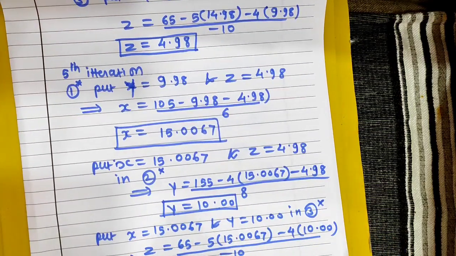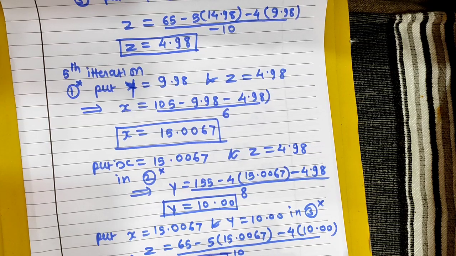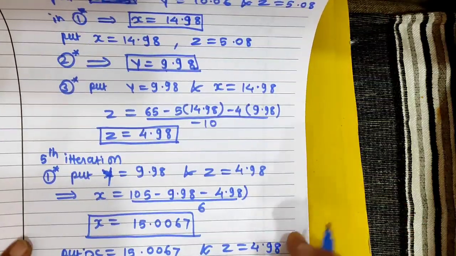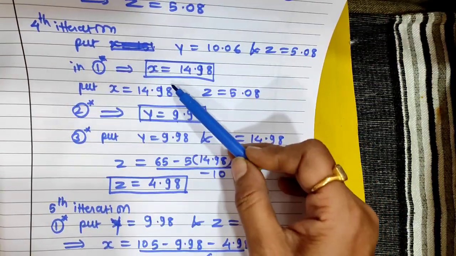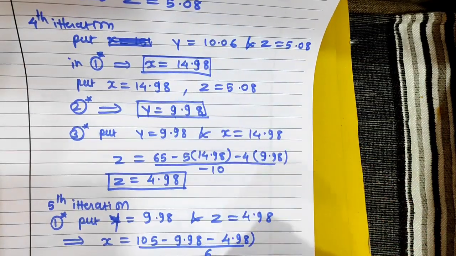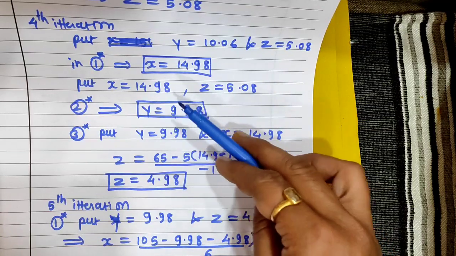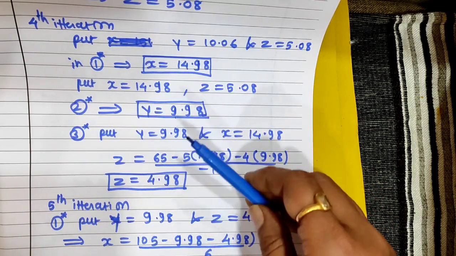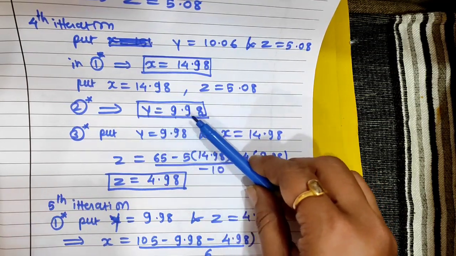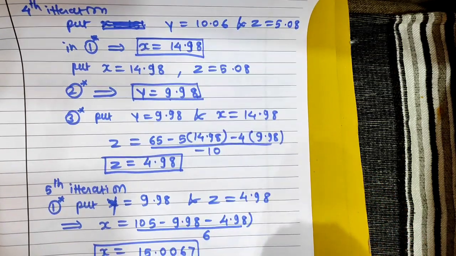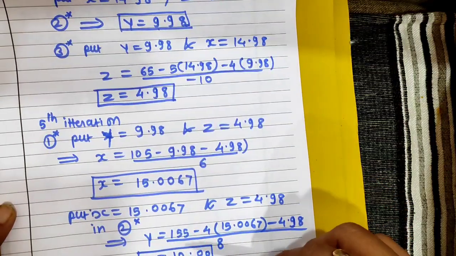Now listen, here we have to stop. Why are we stopping here? Because look at the fourth iteration values: x equal to 14.9 and here it is 15.00, very little difference. That means this is the proper value of x. Here the value of y is 9.98, and here the value of y is exactly 10.